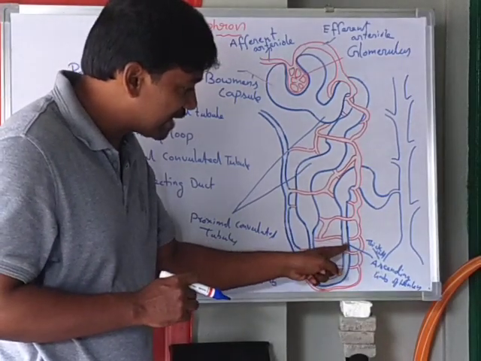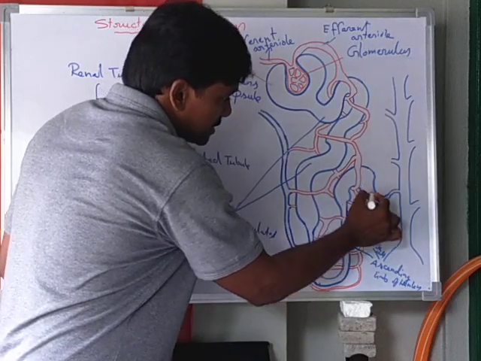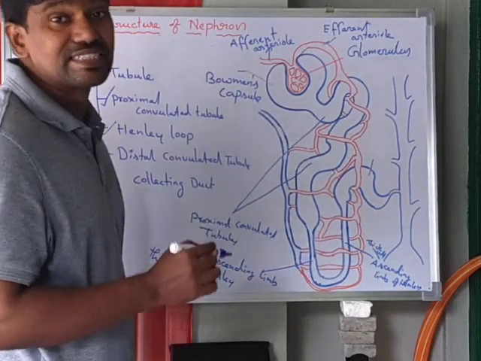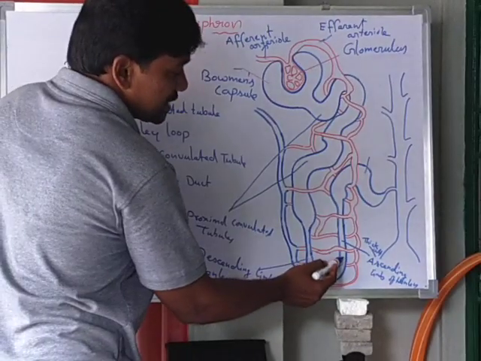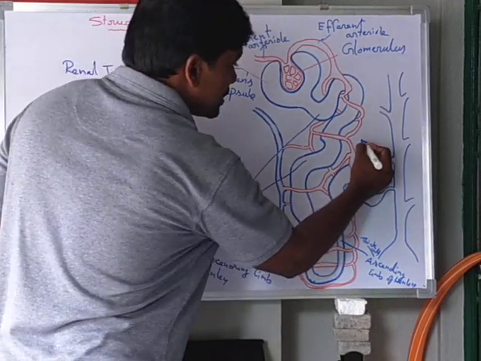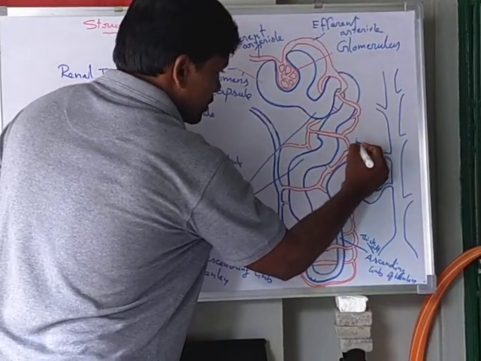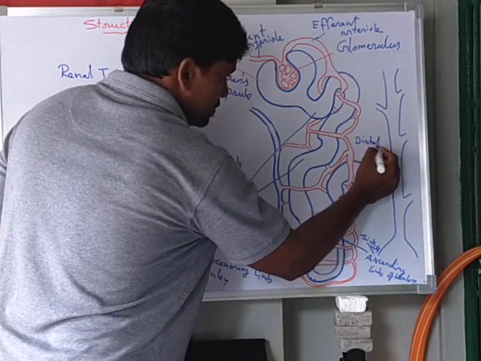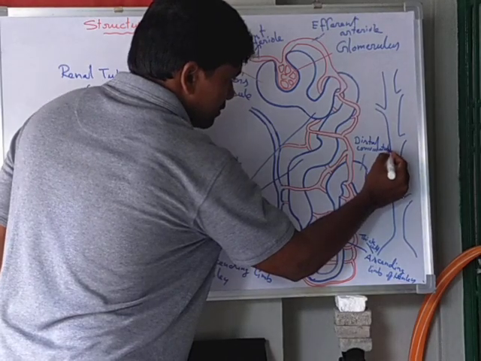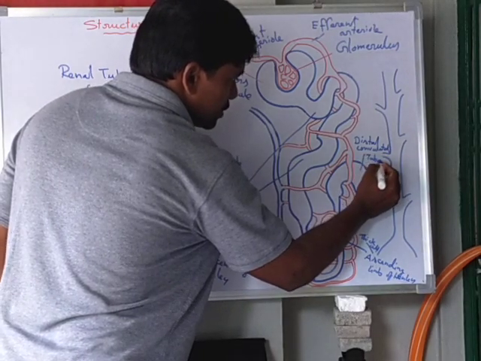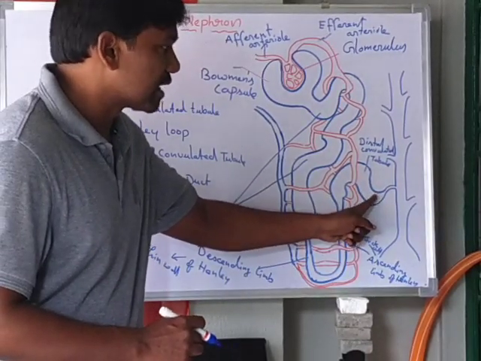The ascending limb of Henle opens into a wide tube called the distal convoluted tubule. Here we see the distal convoluted tubule. So the ascending limb opens into the distal convoluted tubule.